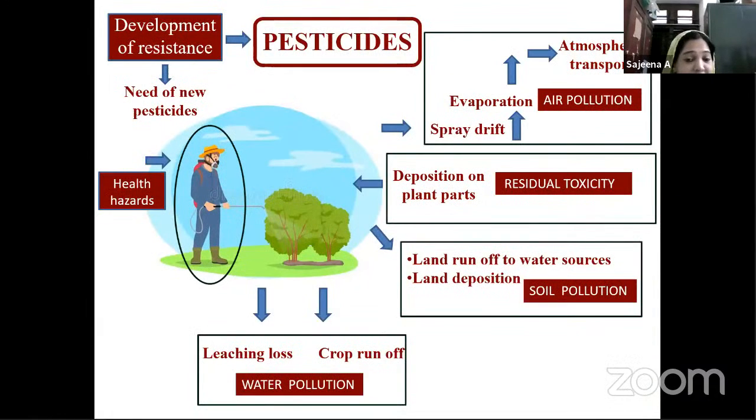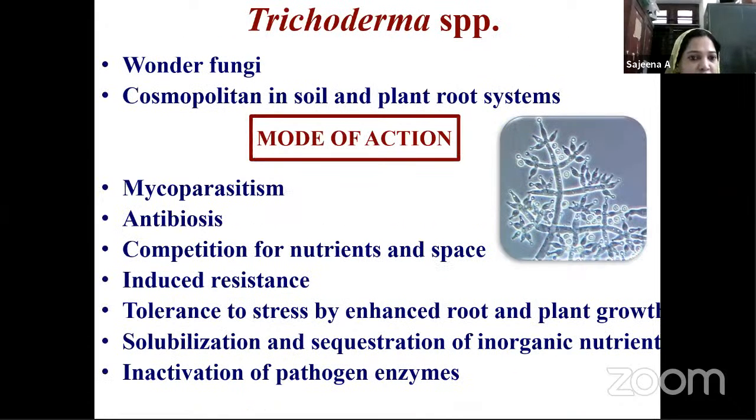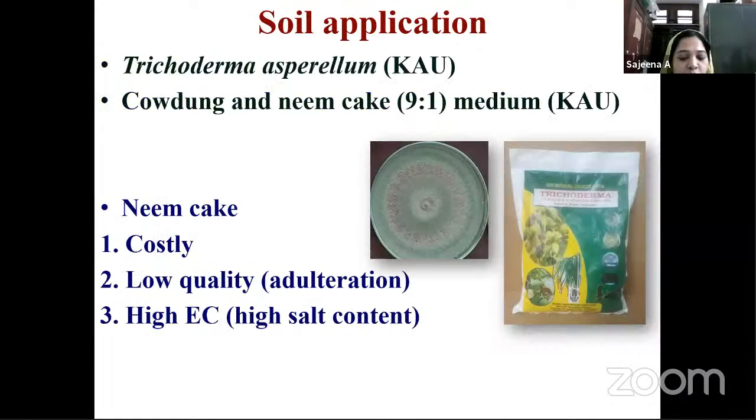And as we know, pesticides are the most commonly used tool for disease management, but they have their own disadvantages, and it is a costly affair to produce the pesticides. So the best alternative is the biological control, which is effective, safe, eco-friendly, and cost-effective. Among the various biocontrol agents, Trichoderma is the wonder fungi, and they have different modes of action which make them strong biocontrol agents.